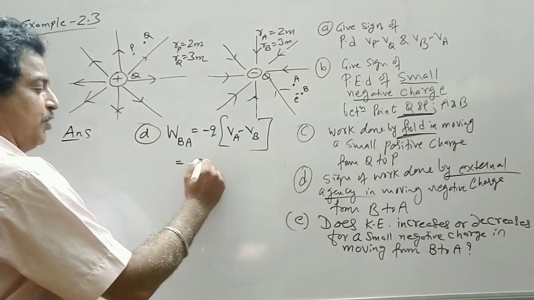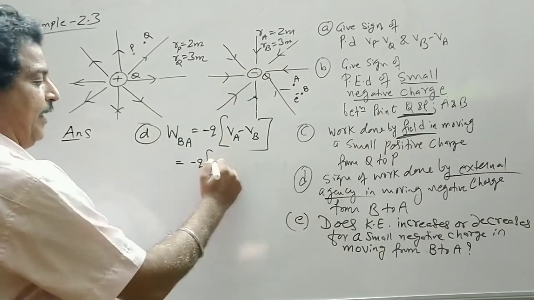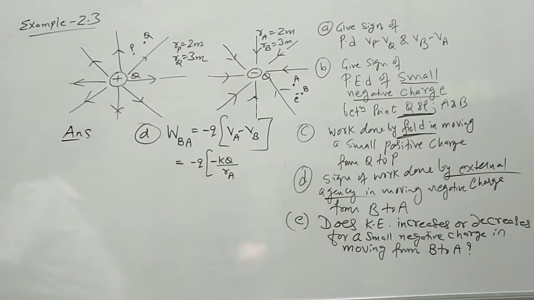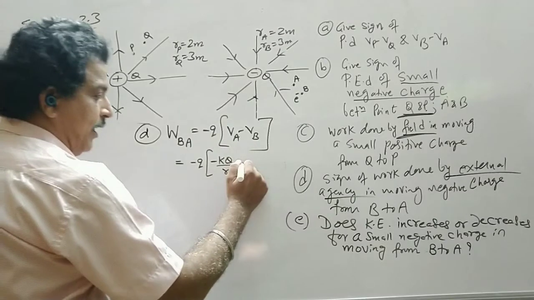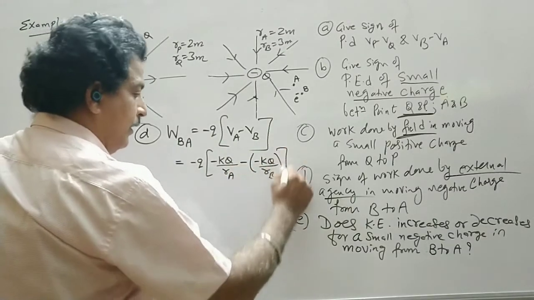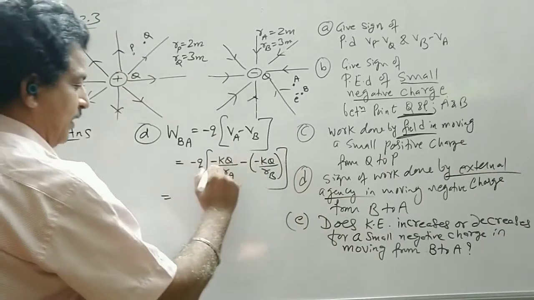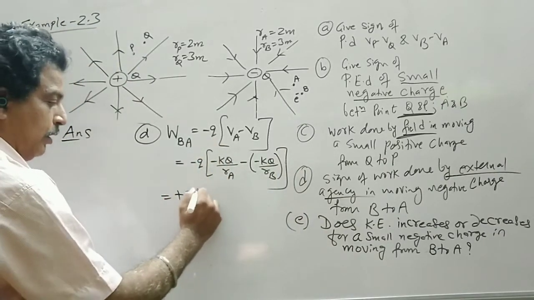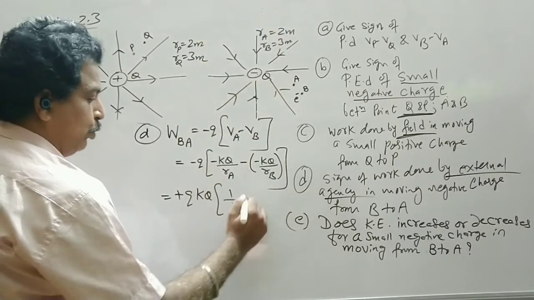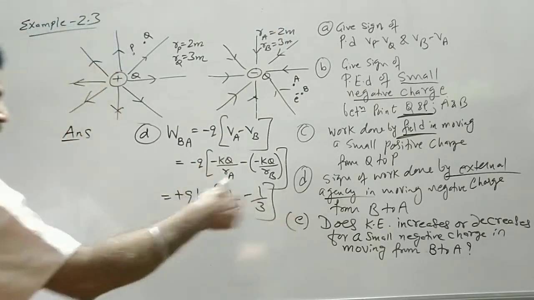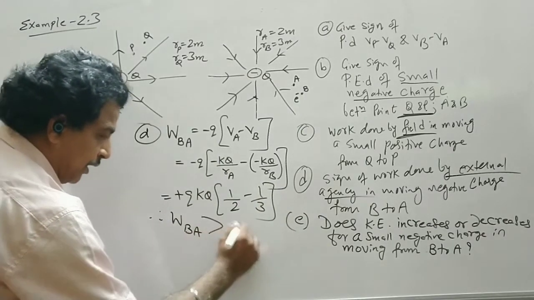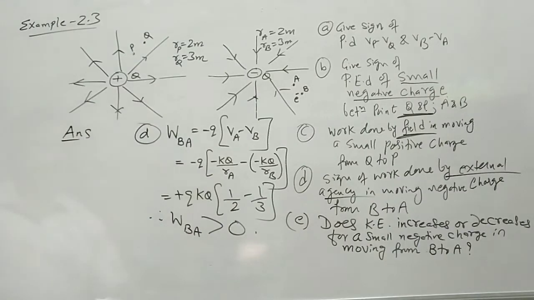be positive. So minus Q, again VA minus KQ upon RA, because the source is negative, then minus KQ upon RB. Let us take this minus common, so plus Q, KQ common, 1 upon RA, that is 1 by 2 minus 1 by 3. Now you see this, therefore VBA comes out to be greater than 0.